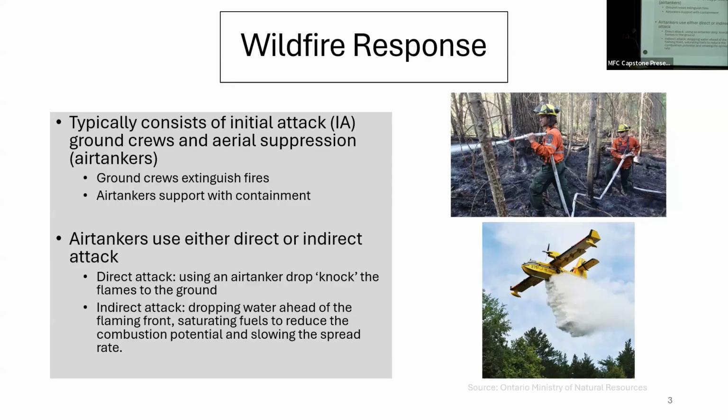Aerial support can occur in two ways. The first way being direct attack, which is when an air tanker drop is placed directly on the active flames to knock it down to the ground and immediately reduce fire intensity. And the second one being indirect attack, where a drop is placed ahead of the advancing fire, saturating unburned fuels and reducing their combustion potential, which slows the rate of spread and provides ground crews with a chance to achieve suppression objectives.